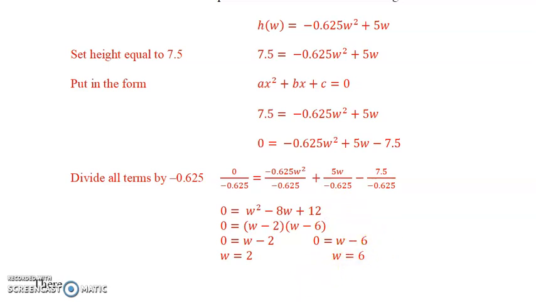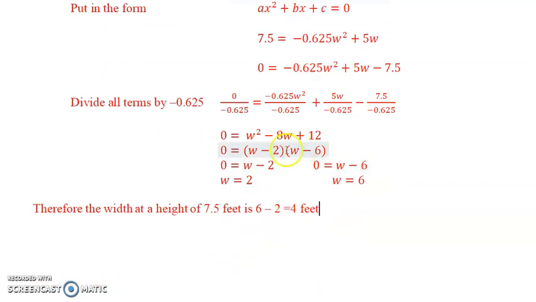So the answer to the question, therefore, the width at a height of 7.5 feet is, take 6, subtract the 2, that equals 4 feet in the difference. Okay? 4 feet in a difference.